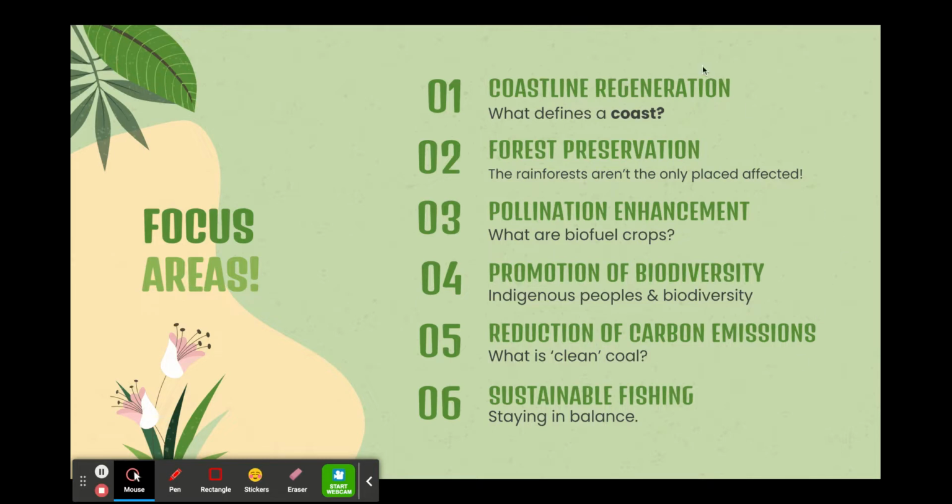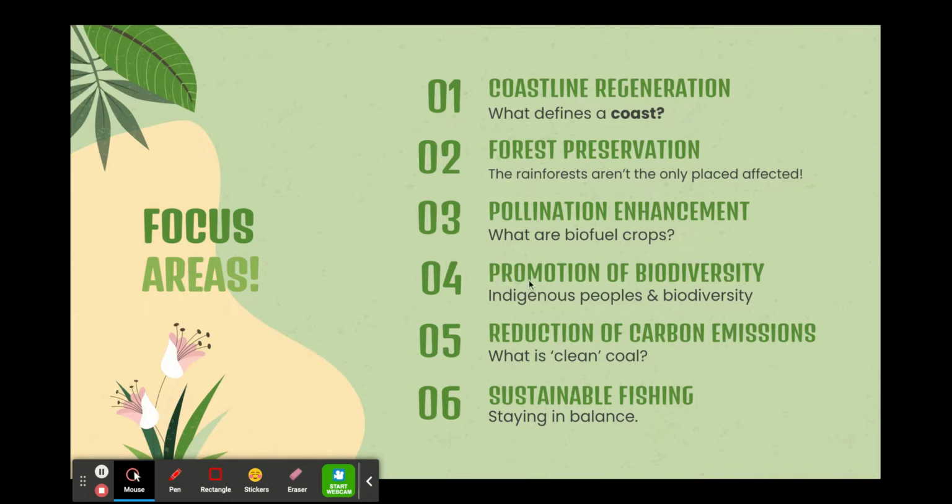Coastline regeneration is directly related to promotion of biodiversity. Creating more healthy environments in our coasts, regardless of where that ecosystem is, will directly relate to increasing the biodiversity, making sure that our plants and animals are in balance and that we are creating more diverse habitats or having a larger amount of species in that area.